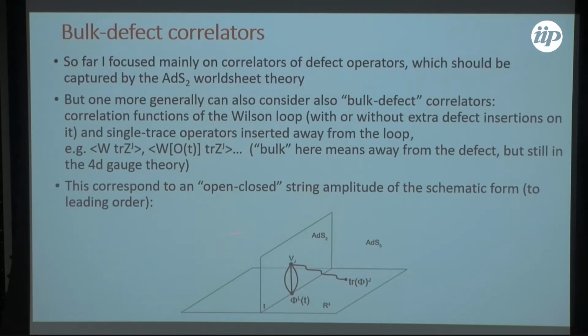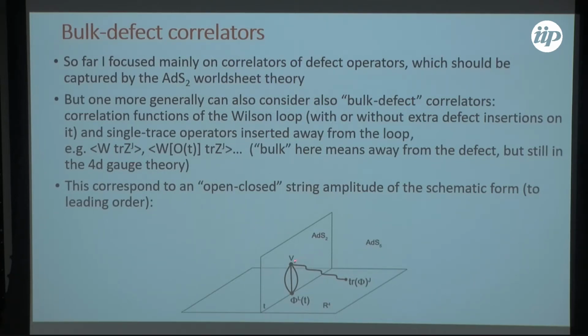So in this context, this would be like a correlation function of some single trace operator inserted somewhere on R4 and insertions on the Wilson line. On the string theory side, this would correspond to some kind of mixed closed string, open string amplitude, where we have the AdS2 worksheet. We have these insertions at the boundary, which are dual to some fluctuations propagating in AdS2.